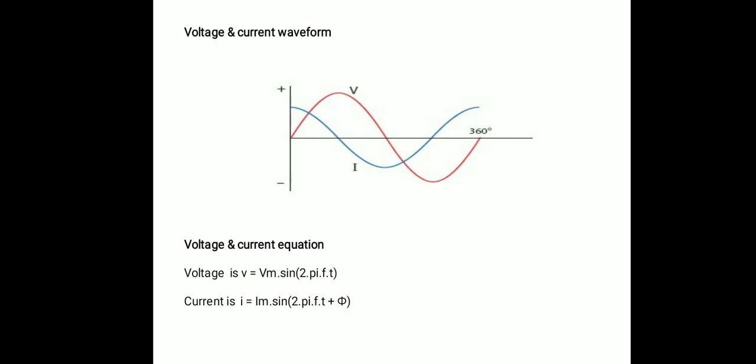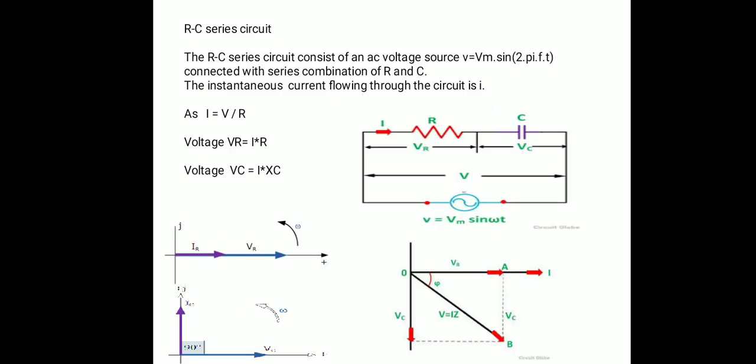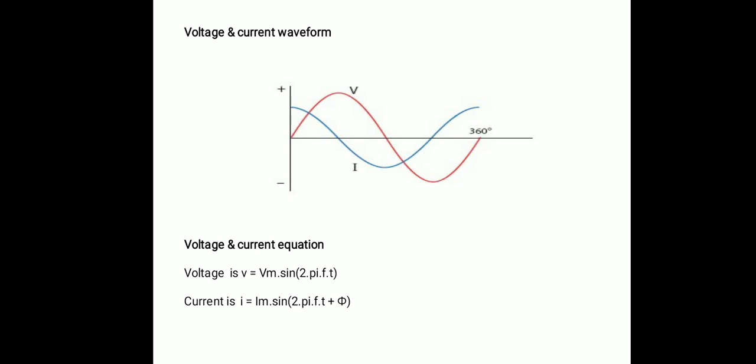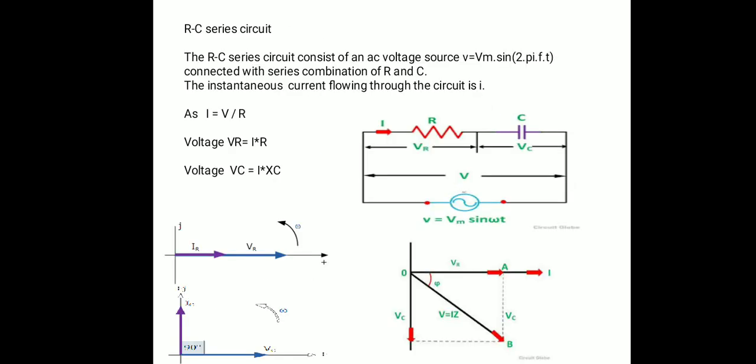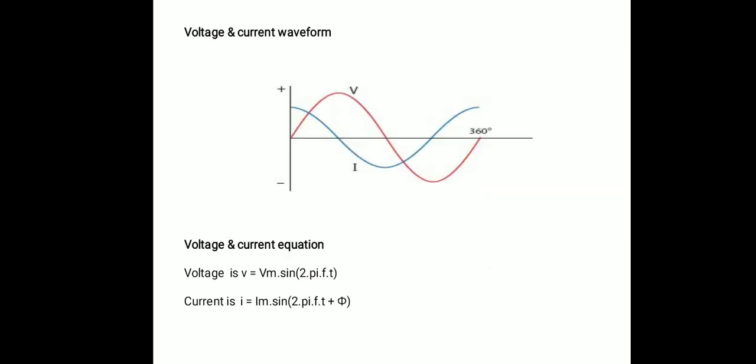Then the voltage and current equations. The voltage equation is already given in the circuit diagram: V is equal to Vm sin of omega t. Then how to write the current equation? As we see in the phasor diagram, current is leading voltage by theta degree, so we have to write that leading phenomenon into the current equation also. So the current equation becomes I is equal to Im sin of 2 pi ft plus theta. Why plus theta? Because current leads voltage by theta degree. So the voltage equation is V equal to Vm sin of 2 pi ft, and the current equation is I equal to Im sin of 2 pi ft plus theta.